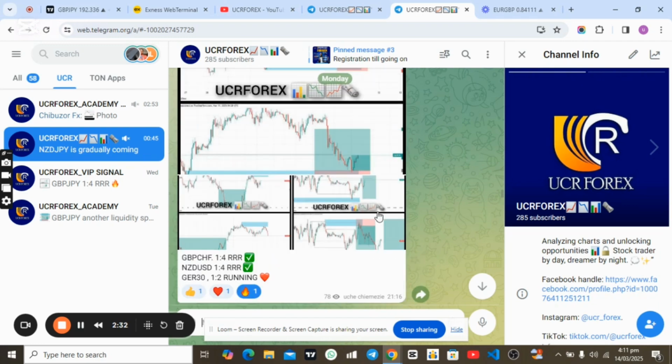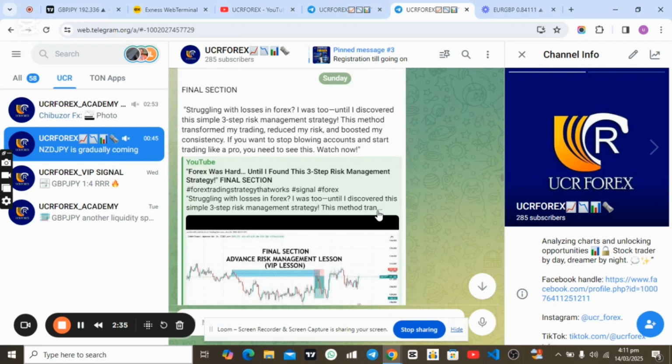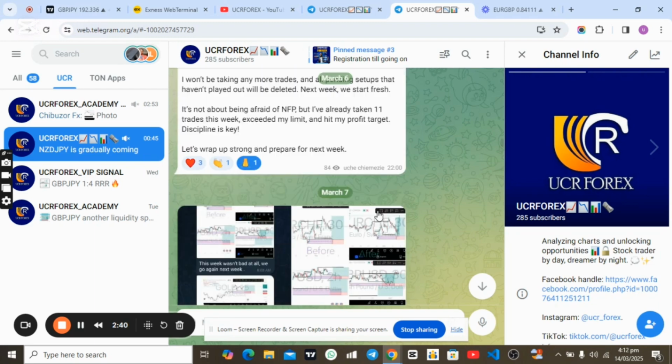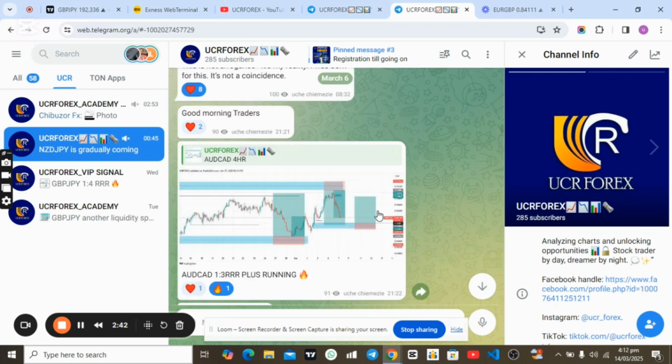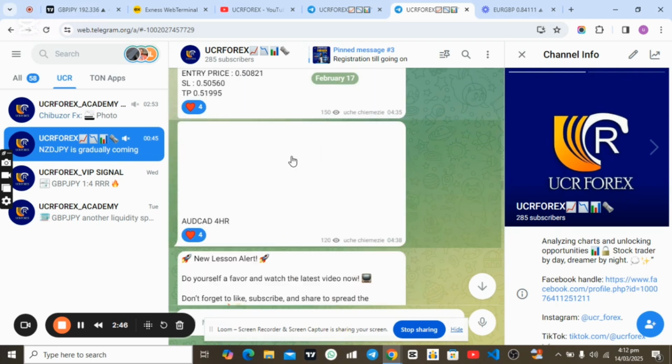So in today's lesson, we're going to be trying to break down how we are able to make all those profits on GBP JPY. So please make sure you watch the lesson to the end. Believe me, this particular lesson will definitely help you in understanding this concept, and you'll be able to get a trade setup like this.